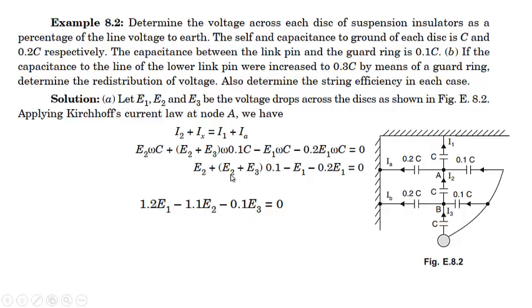Now collecting E1, E2, E3 separately, it will be 1.2 E1. You can see we have E1 over here, that is minus 1.2 E1, and then E2 is here 0.1, E2 is here 1, that is 1.1 E2, and 0.1 E3, that is here. So we get this equation at this node.